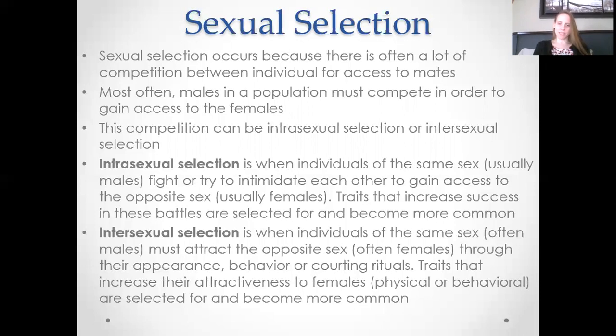And then intersexual selection is when individuals of the same sex have to attract the opposite sex. So this is usually males trying to attract females either through their appearance, like really brightly colored feathers, for instance, or their behavior, like dancing or singing for birds, or courting rituals, like creating bowers and stuff like that, which is also something that birds do. And any trait that is considered more attractive to the females will become more common in the next generation because the males with that trait will have more children.